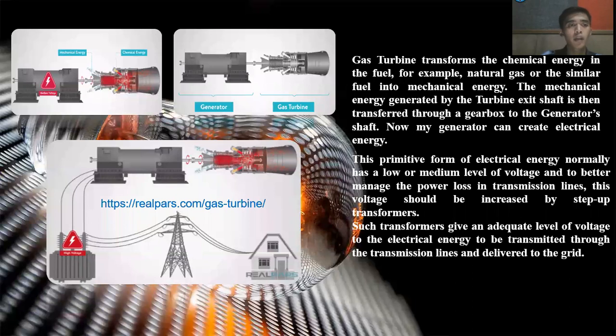Okay, next, picture of mechanical energy, chemical energy, generator, gas turbine, and transmission line. A gas turbine transforms the chemical energy in the fuel, for example natural gas or a similar fuel, into mechanical energy. The primitive form of electrical energy normally has a low or medium voltage level, and to better manage the power loss in the transmission line, the voltage is raised by a step up transformer.